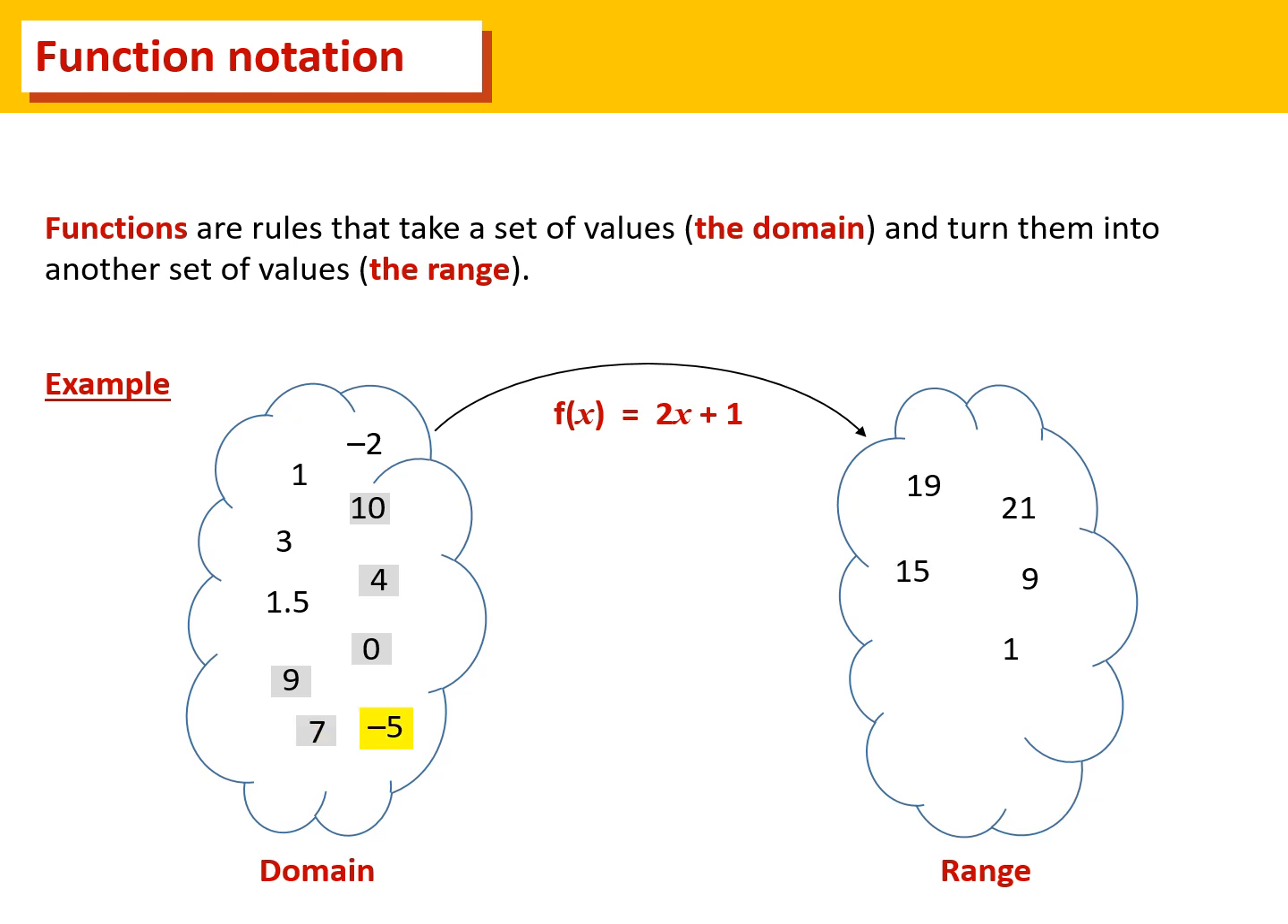If x is negative 5, times by 2 is negative 10, and then add 1, that's negative 9. If x is 1, timesing by 2 and adding 1 will give us 3. If x is negative 2, timesing by 2 and adding 1 will give us negative 3. 3 will become 7, and 1.5 will become 4.